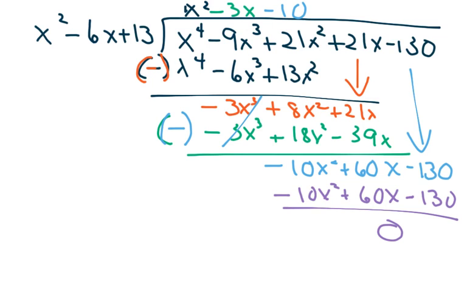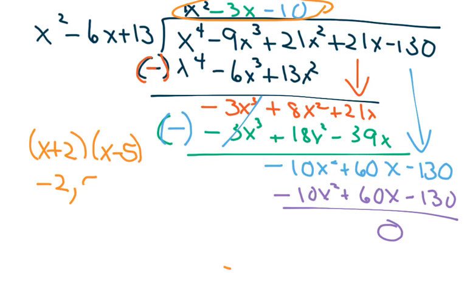So, and this can be factored as, let's see, I'll use orange. This right here can be factored as x plus 2 times x minus 5. So our zeros are negative 2, 5, and what they gave us, which is 3.